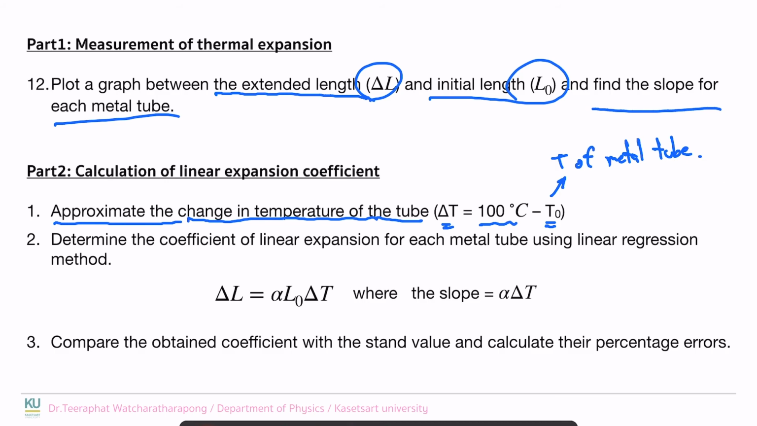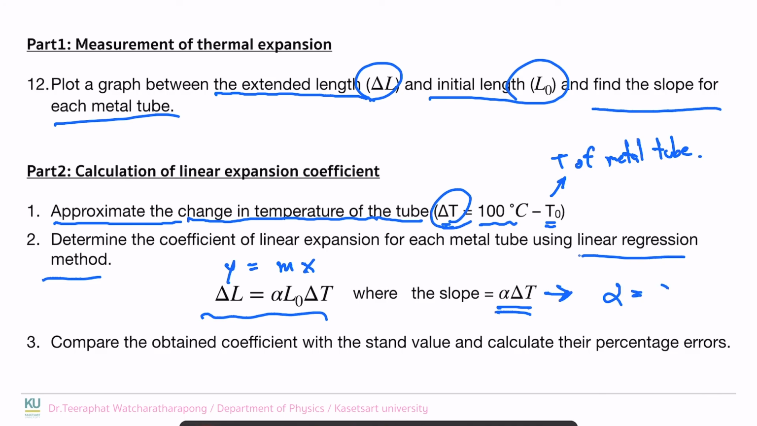Second, determine the coefficient of linear expansion for each metal tube using the linear regression method from this equation. If you compare with the linear equation like this, then you know the slope of the plot is alpha times delta T, right? We already know delta T from the first step in this part. That means you can find alpha, which is the linear expansion coefficient.